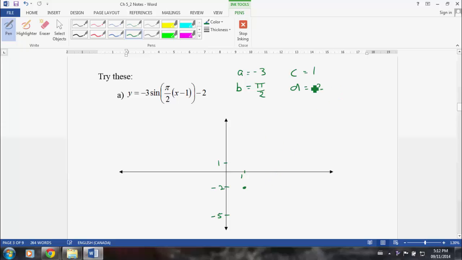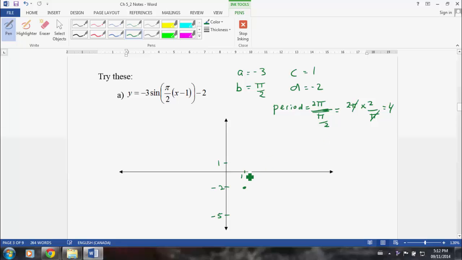My period, so looking at the B value, the period is equal to 2 pi over B, and that's pi over 2. Dividing by pi over 2 is the same thing as 2 pi multiplied by the reciprocal, 2 over pi. So instead of dividing by pi over 2, I multiply by the reciprocal, and you see how my pi's are going to cancel out, and I'm going to get 4. So this is equal to 4.